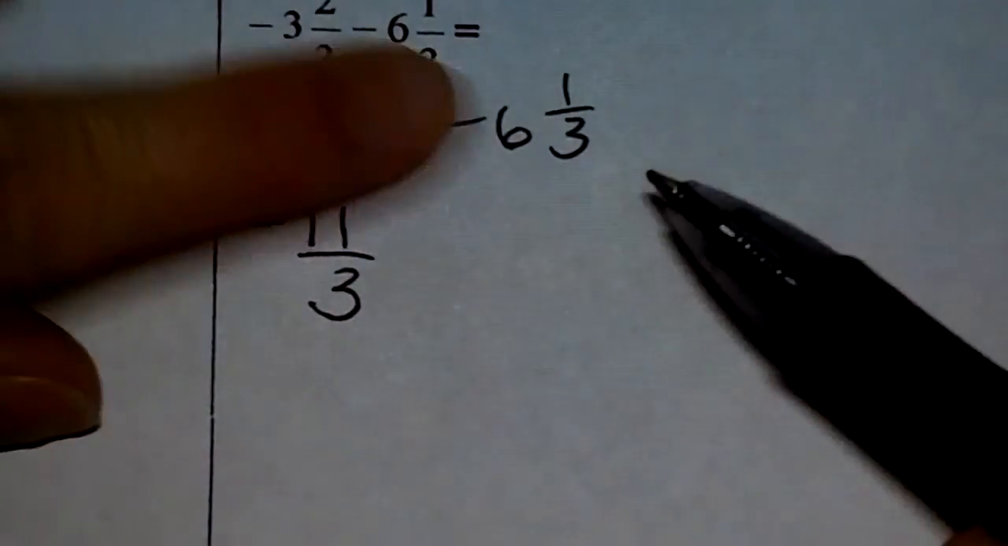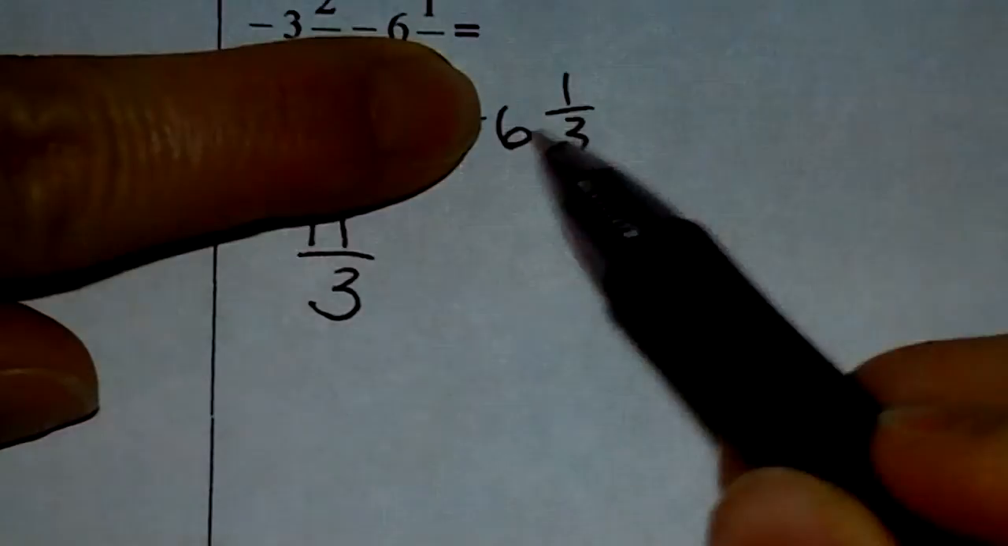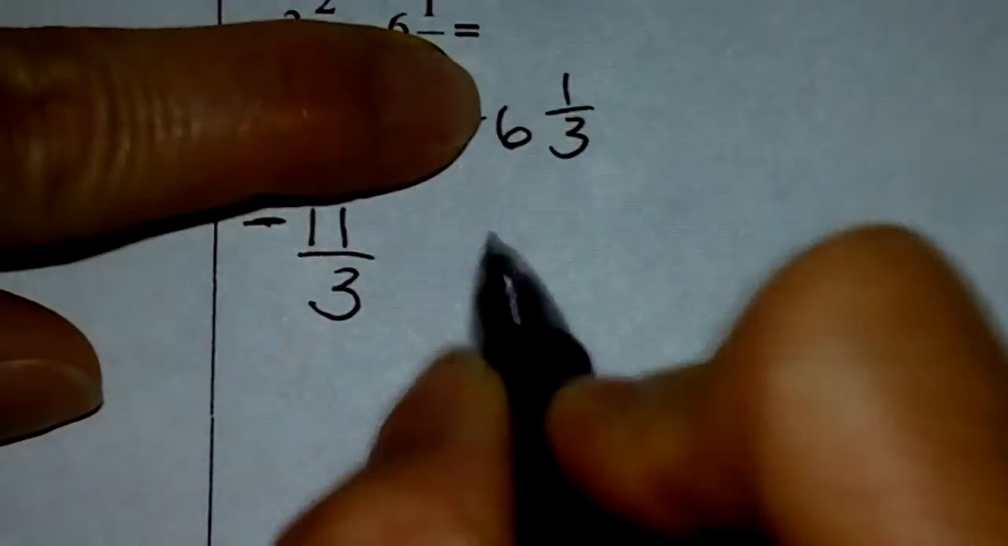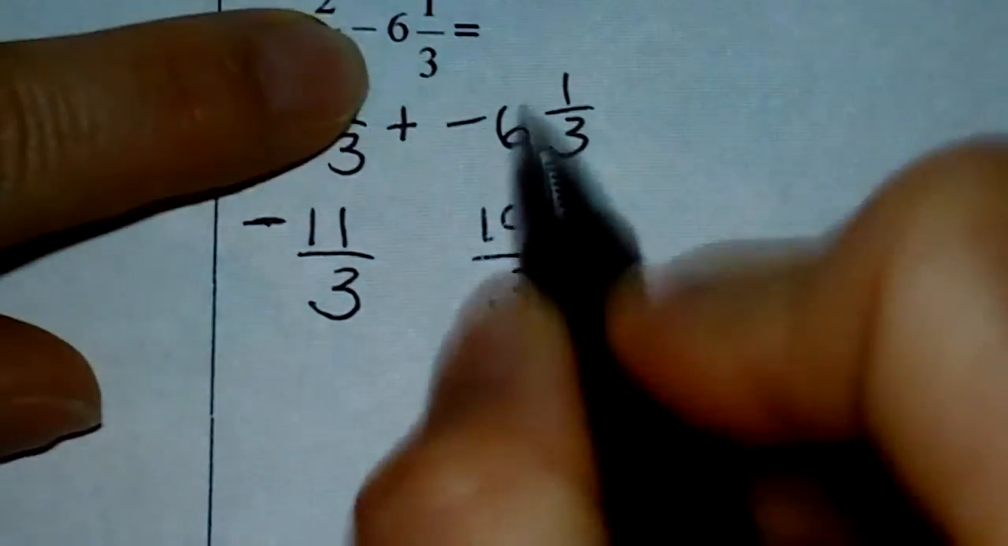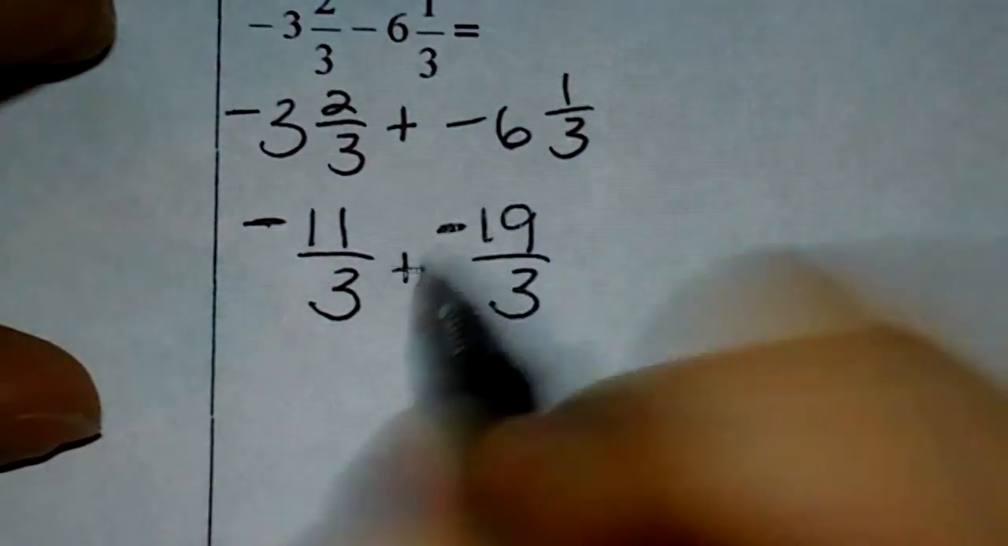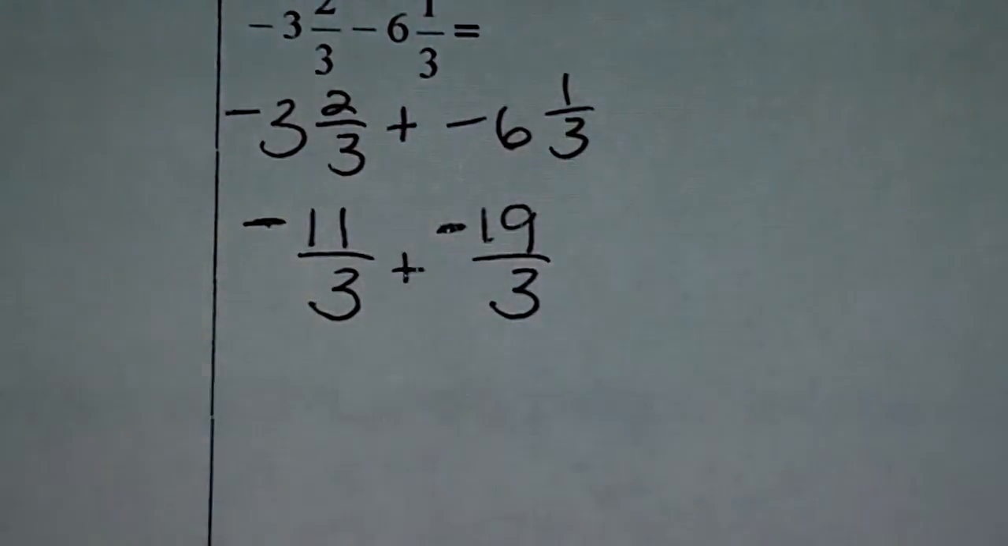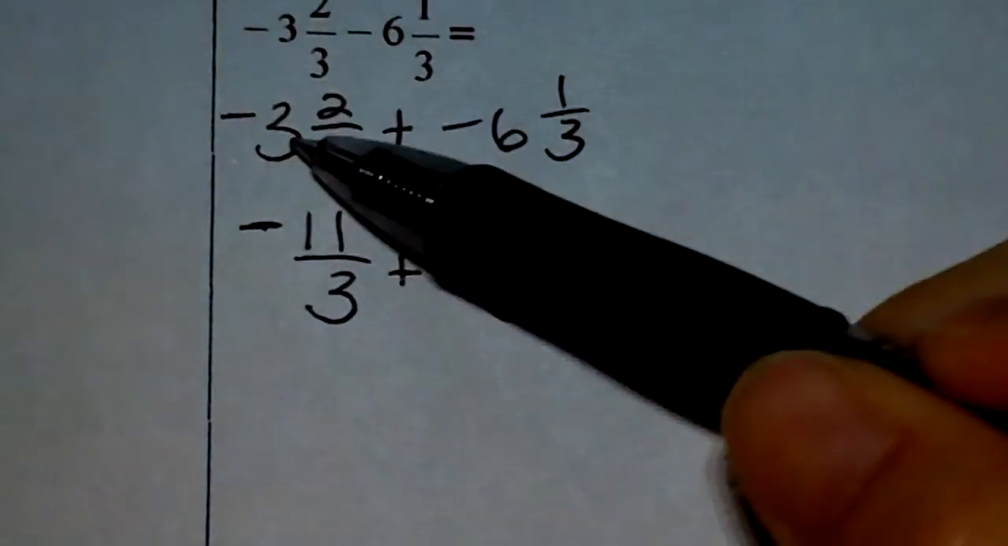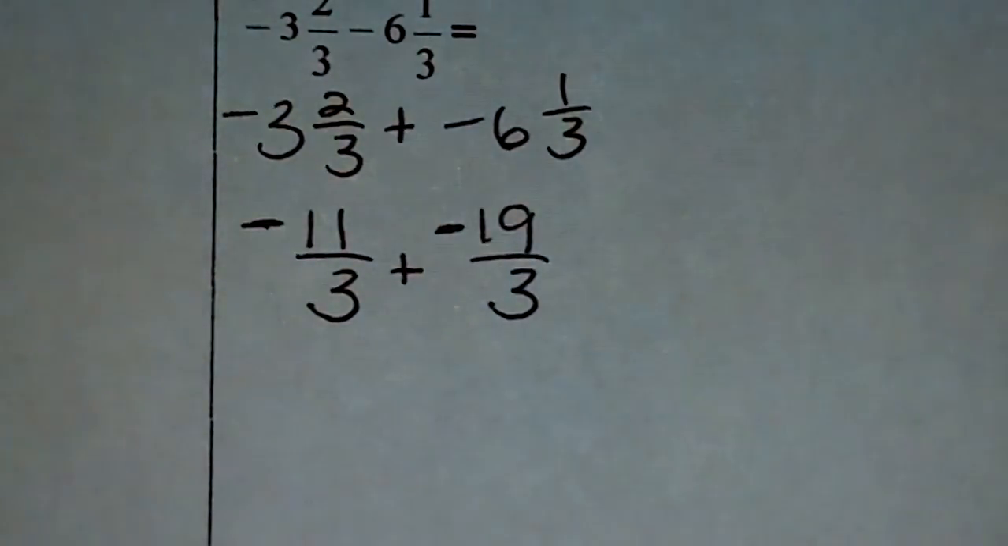Same thing here. Ignore the negative sign. 6 times 3 is 18. 18 plus 1 is 19. And that would be a negative. And I'm supposed to add those two together. So again, if you're changing a mixed number that's negative into an improper fraction, you need to ignore the negative sign while you're doing the math, and then bring it back at the end.